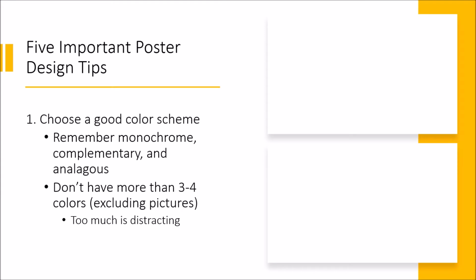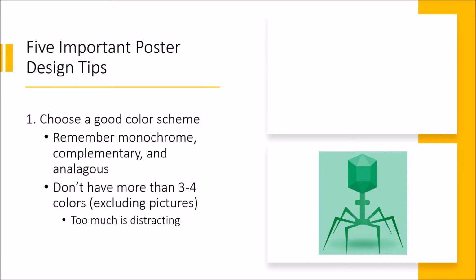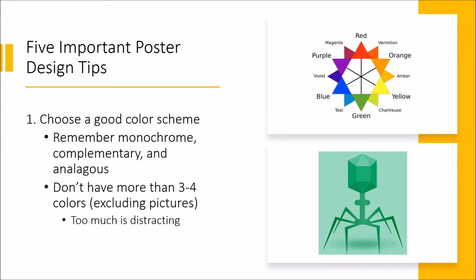Tip number 1 is to choose a good color scheme. This goes back to the arts integration within the prototype lesson. Students could use a monochromatic, meaning shades of one color, complementary, meaning opposite color like red and green, or analogous, meaning similar colors like magenta, red, and vermilion.